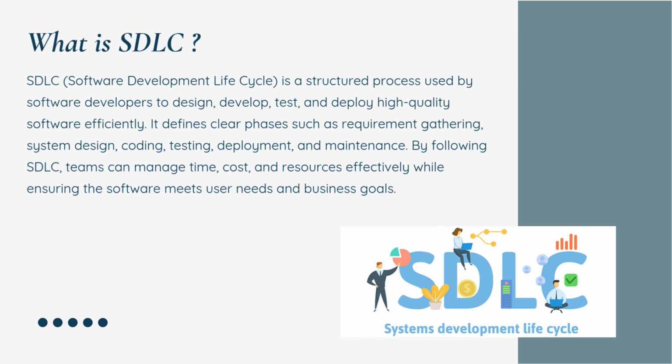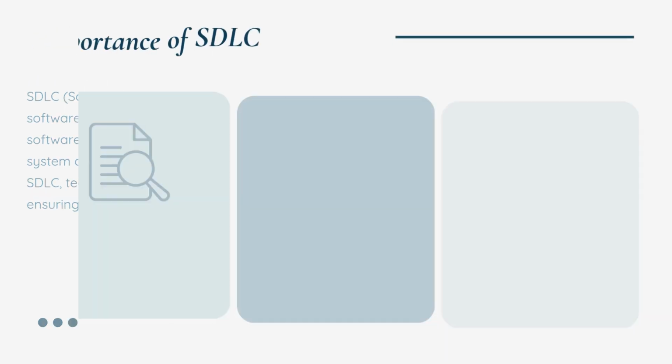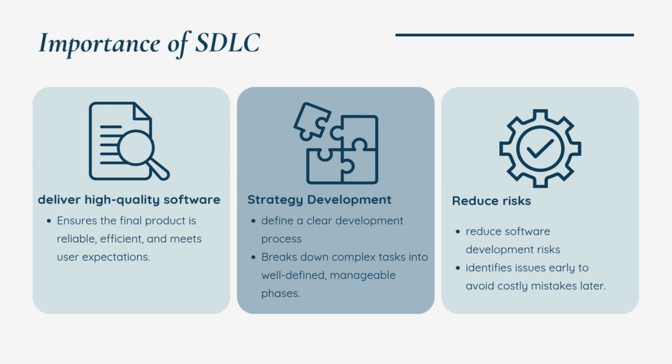So, what is SDLC? SDLC stands for Software Development Lifecycle. It's a step by step process that developers follow to build high quality software efficiently. It helps in planning, designing, developing, testing, and maintaining software in a structured way. By following SDLC, teams can manage time, cost, and resources effectively while ensuring the software meets user requirements and business goals.